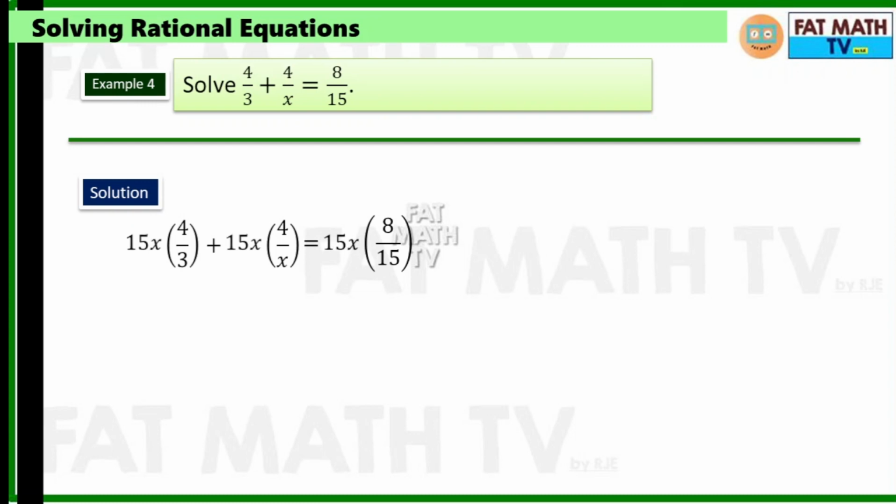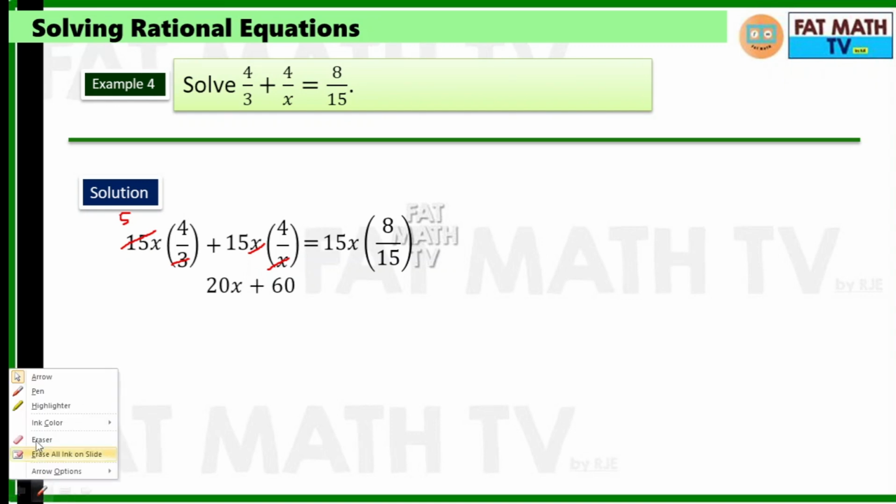15x. And then cancel what can be canceled. 15 divided by 3, that's 5. Take note that you can only cancel the numerator and the denominator. You cannot cancel both the numerator or both the denominator. You can only cancel the common factors of the numerator and the denominator. So 5 times x, that's 5x times 4, that is 20x. And then for the second term, what we can cancel here is x. So we have 15 times 4, that is positive 60.